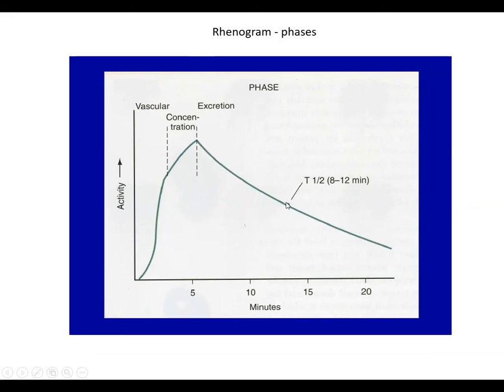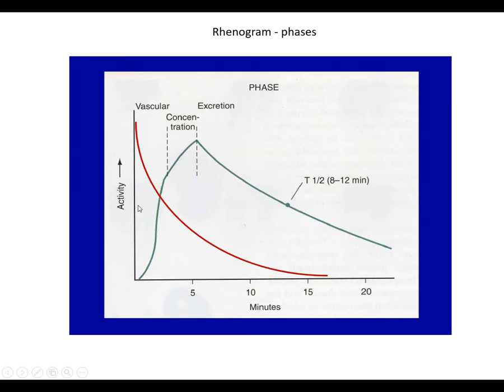Here we can see different indices. We calculate the time of maximal activity, and the half-life time of excretion of radiopharmaceutical from the kidney, which occurs from 8 to 12 minutes. And this is the second curve. Actually, it's the fourth curve, if we count. This is the cardiac or heart curve.